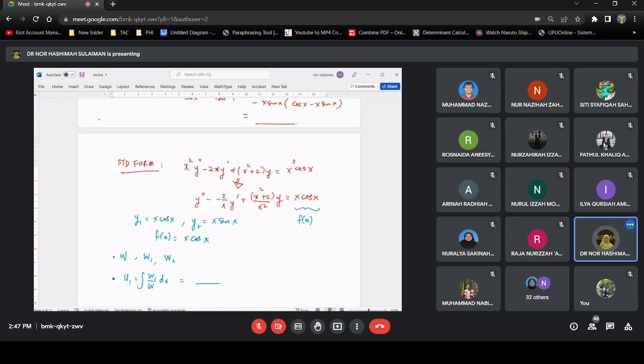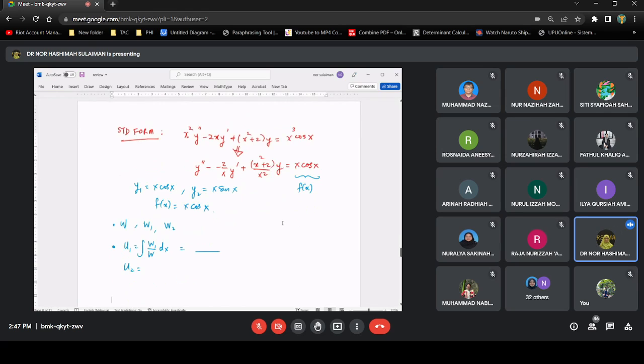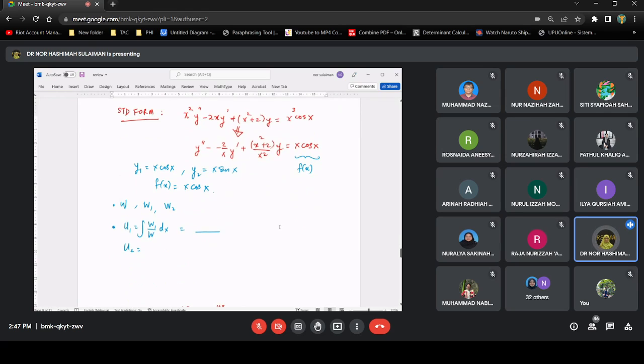U2 sama dengan... and then along the way, because they involve trigonometric functions, you may want to apply the technique, the trigonometric identity, to simplify some of the functions. Kadang-kadang some students dia tak simplify.